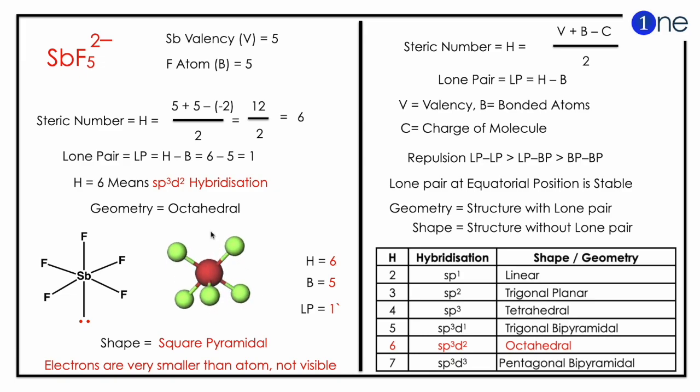So the real structure will be square pyramidal. Square at the bottom, pyramid at the top. So square pyramidal. So the structure of SbF5 dianion is square pyramidal.